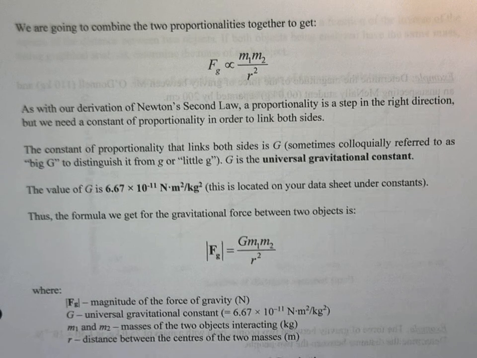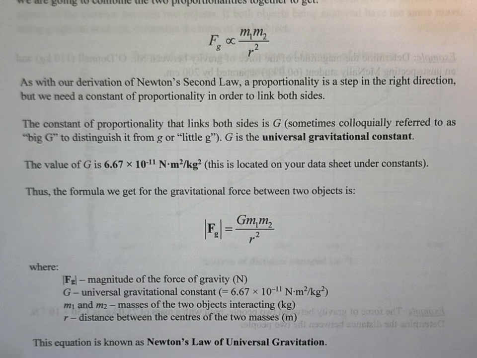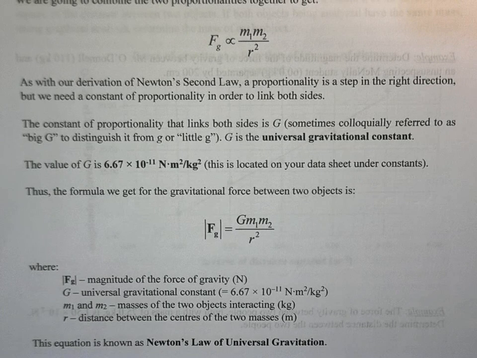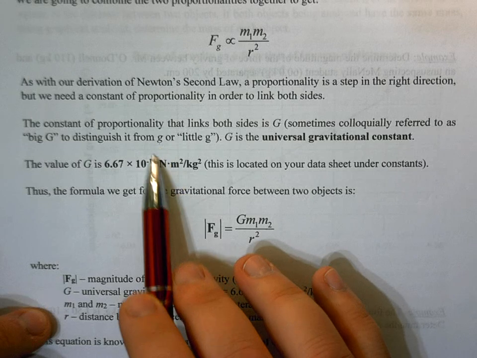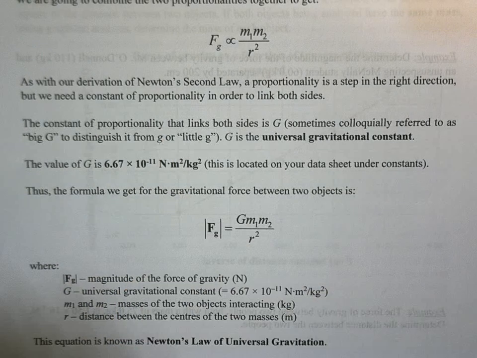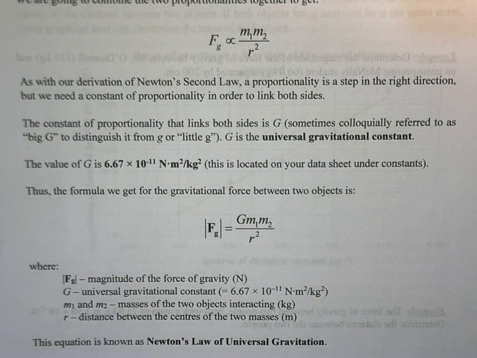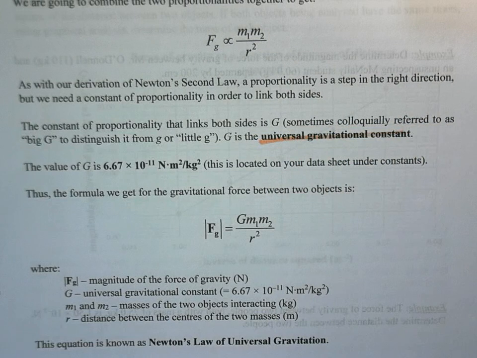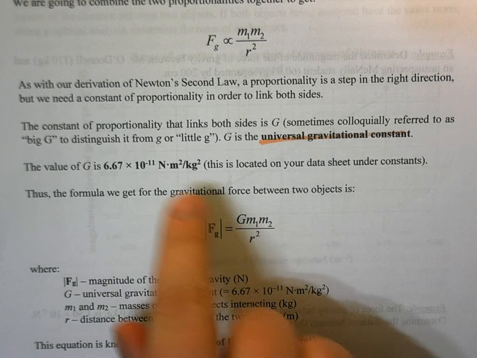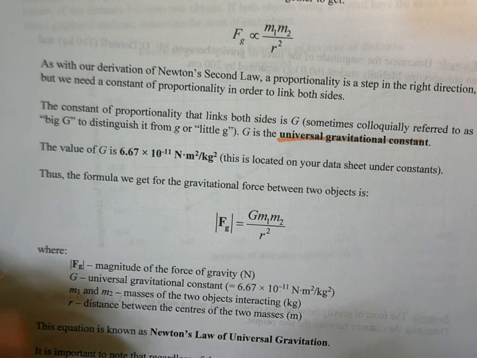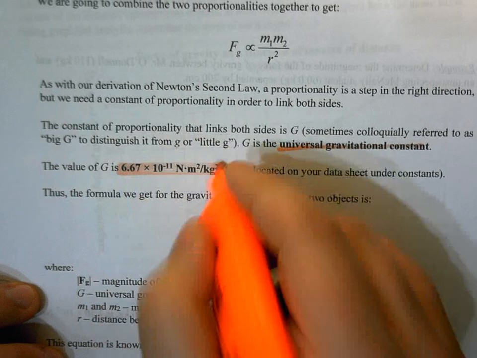Well, the constant that links both sides is going to be this uppercase G. Colloquially, we'll refer to it as big G, and that's what I'll usually call it, just to distinguish it from little g, the gravitational field strength or acceleration due to gravity. This big G is what we call the universal gravitational constant. The value of big G is 6.67 times 10 to the minus 11 Newton meters squared per kilogram squared. So it's quite a mouthful on the units.